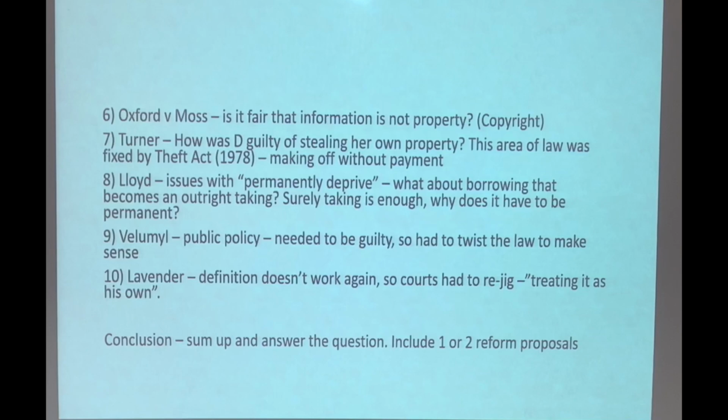Now, obviously, in an essay, you have to have a conclusion. You really want a conclusion to get the best possible marks. So in there, you're looking to sum up and answer the question, specifically using the terminology of the question, and ideally include 1 or 2 reform proposals, ideally from the Law Commission or other bodies, but equally you can make a reasonable suggestion of your own about what could be changed and developed.